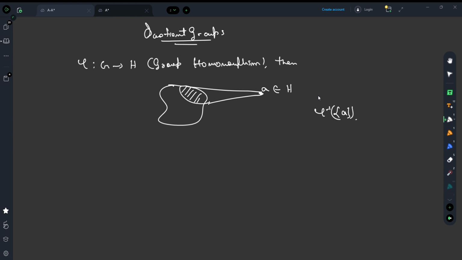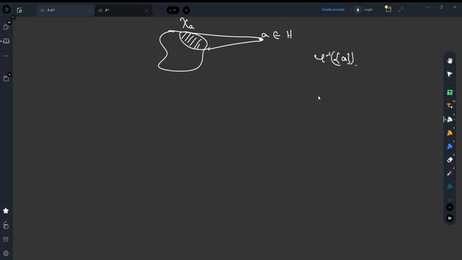These fibers partition G, and if I name this fiber to be say chi A, then we have discussed the fact that the collection of all these fibers comes out to be a group, and we call this group the quotient group. We had also discussed several examples. Let me start this lecture with the following definition, which basically summarizes the previous lecture.